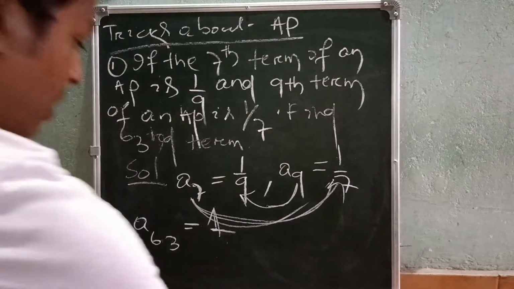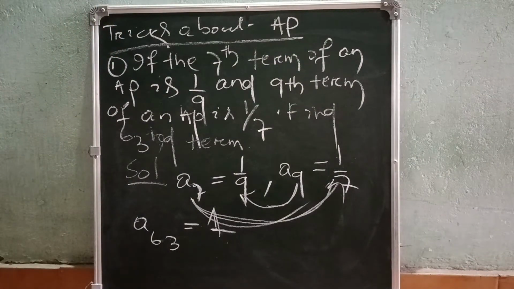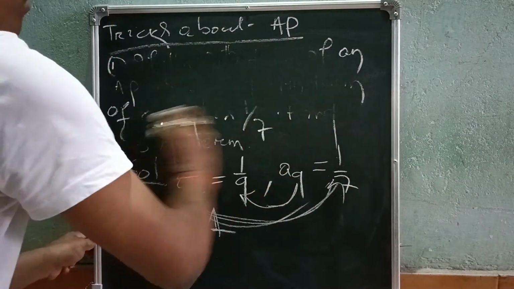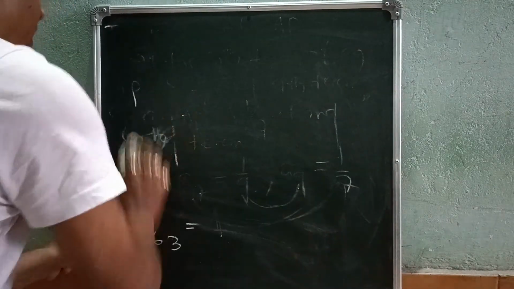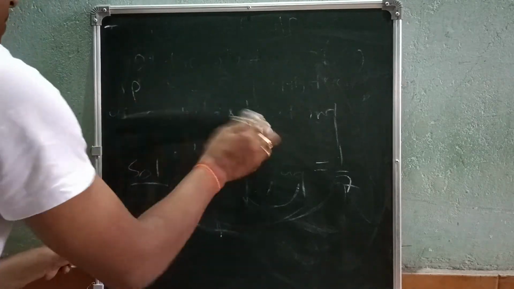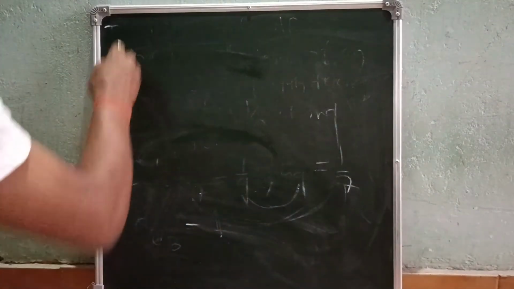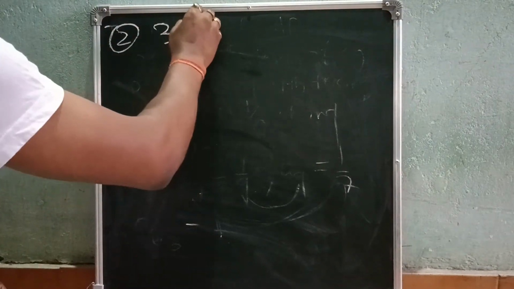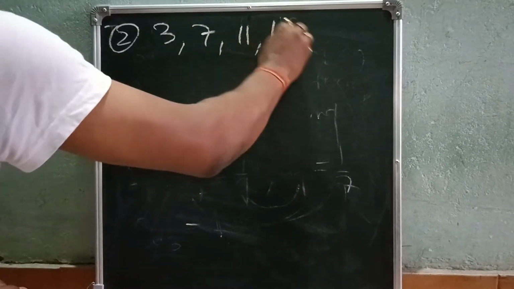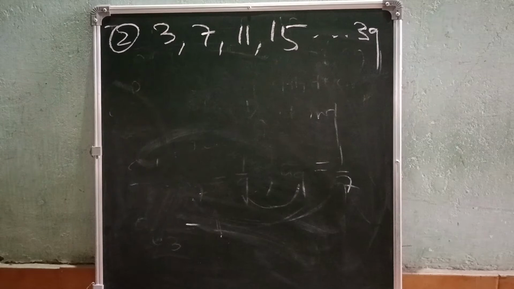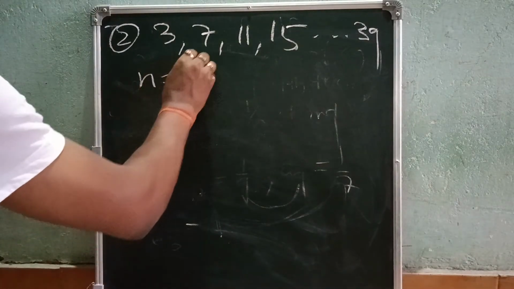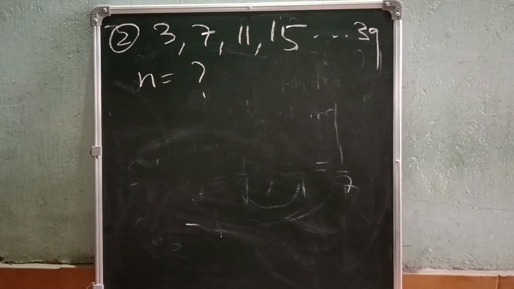Then come to question number 2. Next trick we have to see. Question number 2 is a different question. You have to see 3, 7, 11, 15, in that way up to 39. So the asking question is n, the number of terms. What is the number of terms? There is a rule for that.